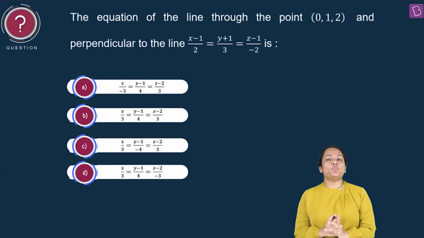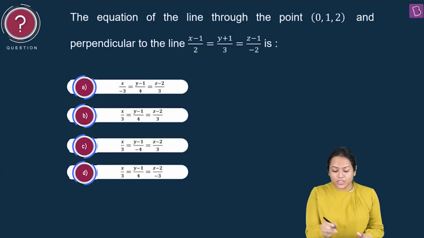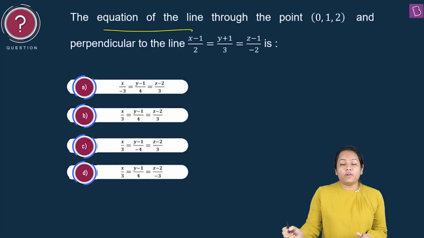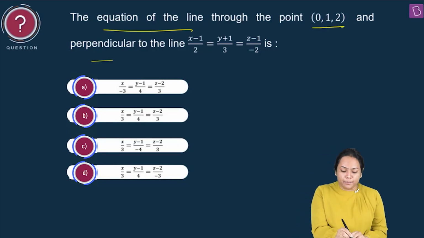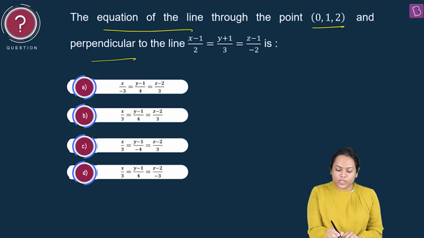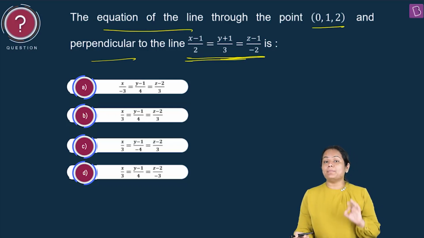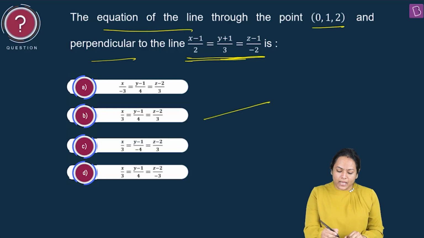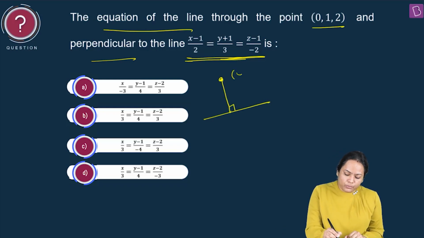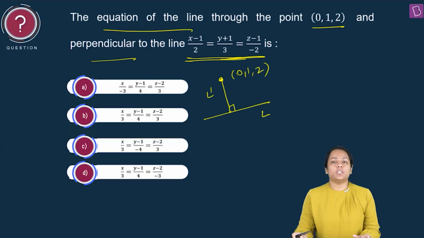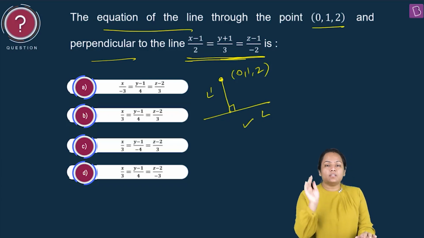Well, let's move on further to this question. It's saying the equation of a line through the point 0, 1, 2 and perpendicular to another line whose equation is x minus 1 by 2 is equal to y plus 1 by 3 is equal to z minus 1 by minus 2. So I have a line. I have to find the equation of a line perpendicular to it, and it's passing through the point 0, 1, 2. Let me take the line as L dash. Now, line L equation is given to me.